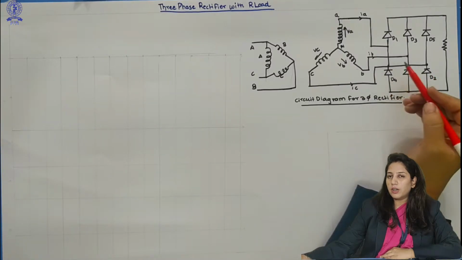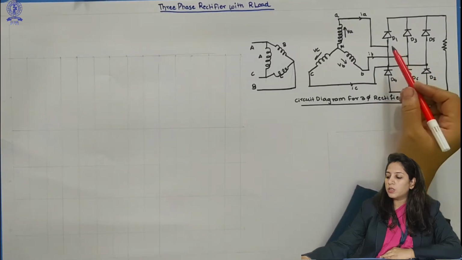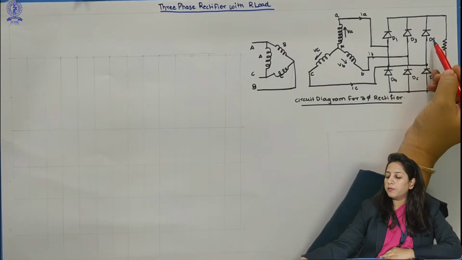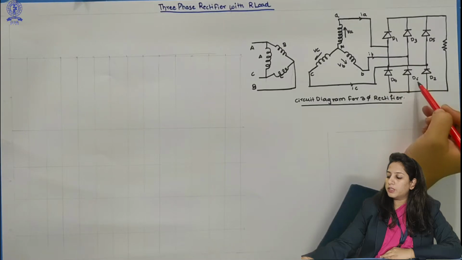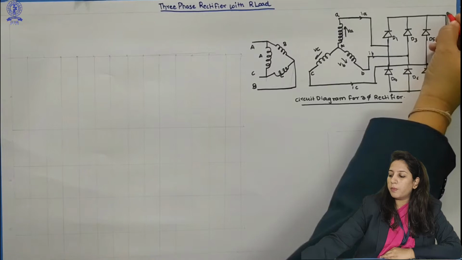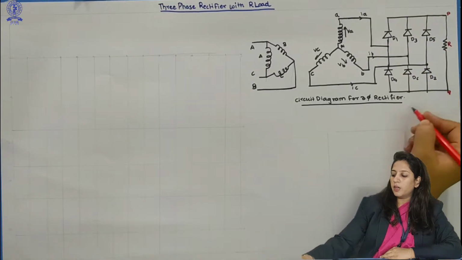There is a positive group of three diodes and a negative group of three diodes. You will come to know which are the positive and negative diodes. First of all, these are D1, D3 and D5, and D4, D6 and D2. A resistive load is connected here. This is the P point and this is the Q point, for our reference.